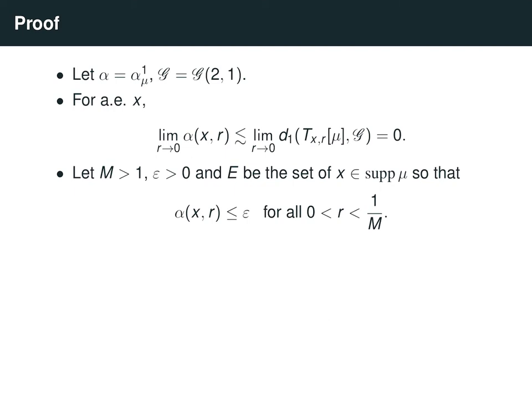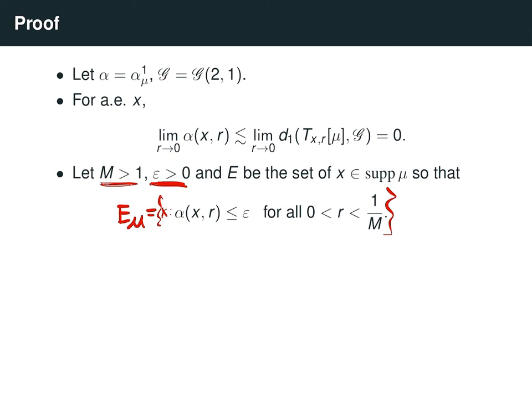Now let m be some large number. For any epsilon, we can pick a large enough number m so that if we let E be the set of points satisfying these inequalities, then this set E has positive measure. So why is that? This is kind of a typical thing in geometric measure theory. So let's let E_m denote the set of x such that these inequalities hold.